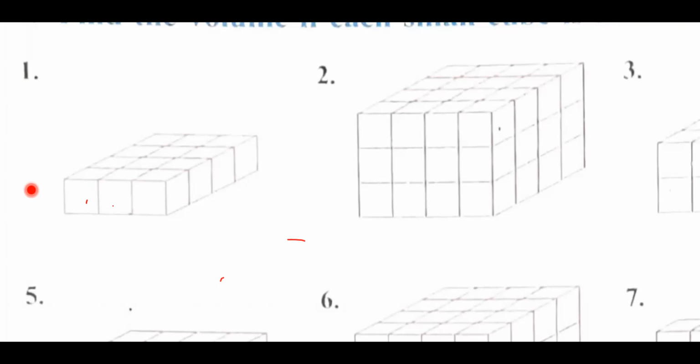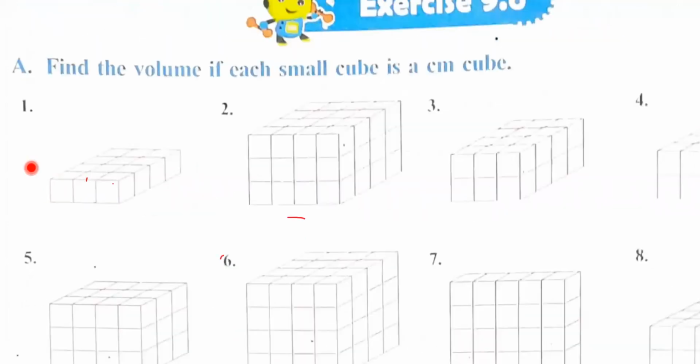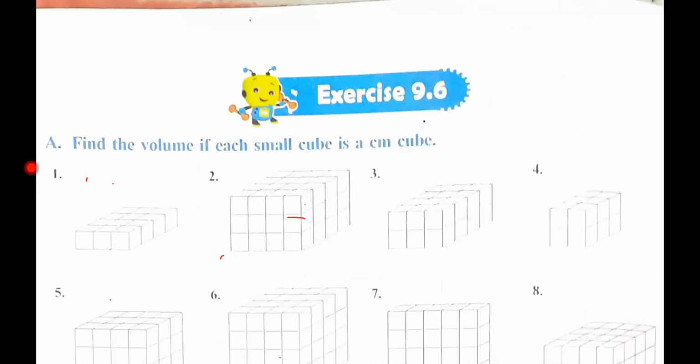But in the first question, you have to do it by counting. Okay, you have to do it by counting because it is mentioned, right? Find the volume if each small cube is a centimeter cube. Okay, understood? Yes, ma'am. Good, Asmi.